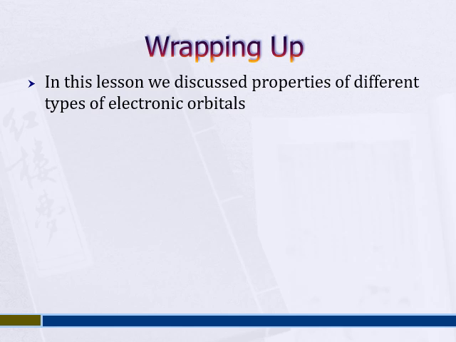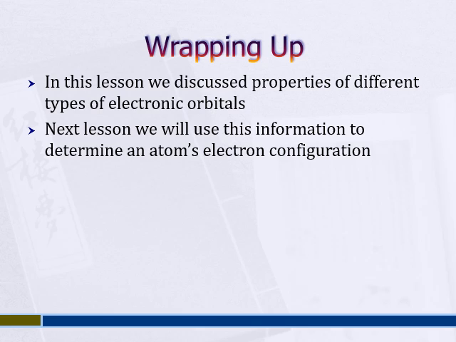In this lesson, we discussed properties of the different electronic orbitals, their shapes, how many electrons they hold, and where to find them on the periodic table. Next lesson, we will use this information to find an atom's electron configuration.